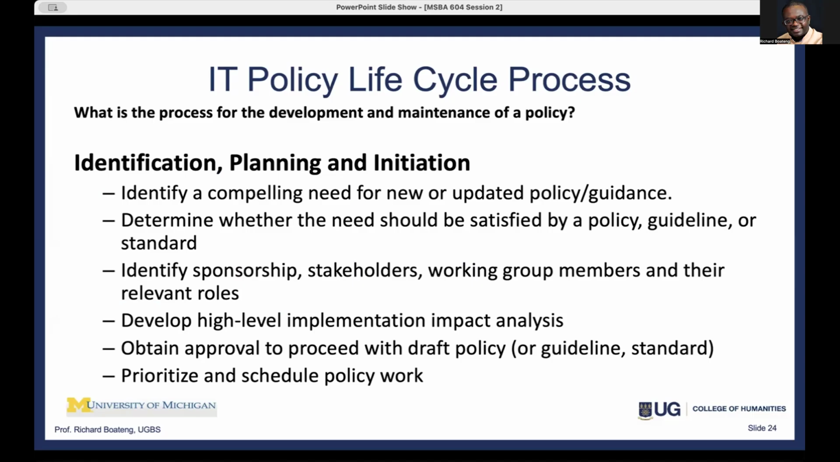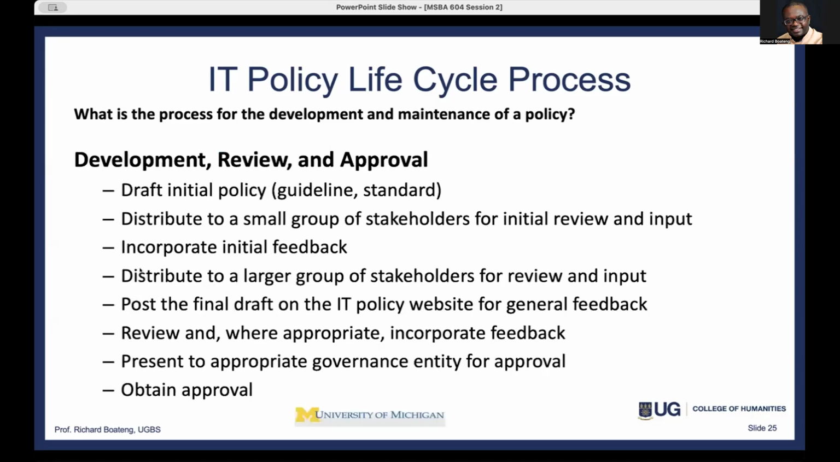When you're drafting the policy, you have to assign different roles for people to do different aspects of the policy. Now, when you have done that, then you go to the development stage where you actually develop the policy, you share it with a larger group of people, and then you review and get approval.